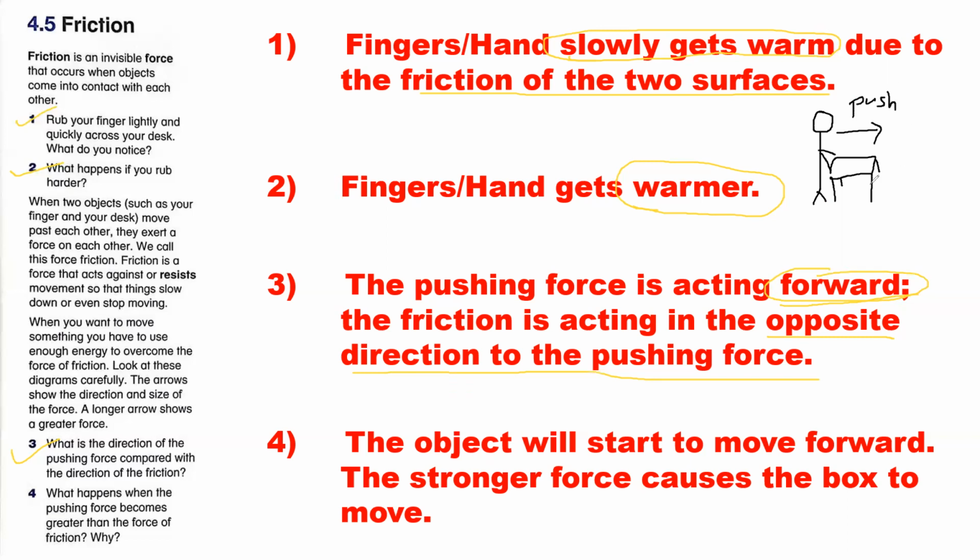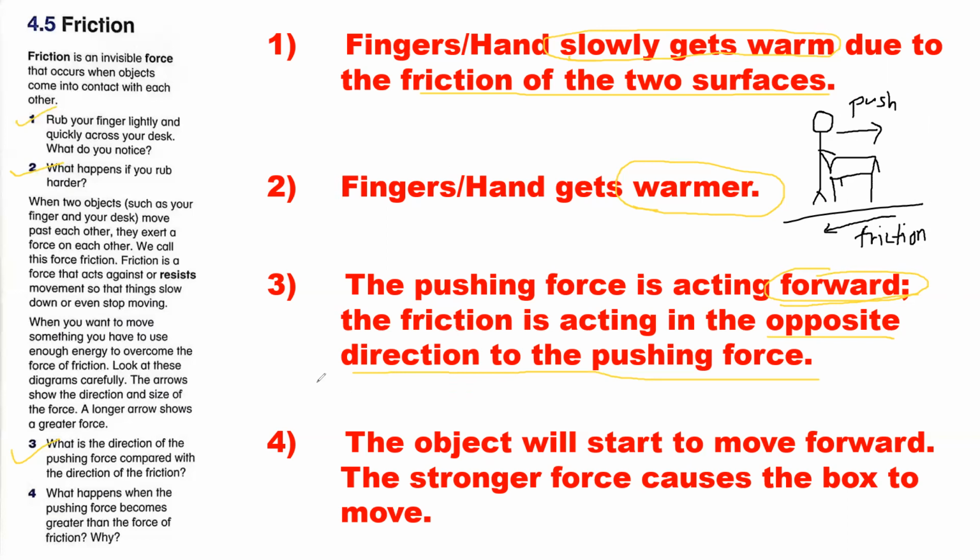Now, when he pushes, he's pushing against a surface. This surface has a different texture from the legs of the table, so it will cause friction, and friction will always act in the opposite direction. Let me write that: friction. This is what it means when the pushing force acts forward and the friction acts in the opposite direction from the pushing force. So far so good?